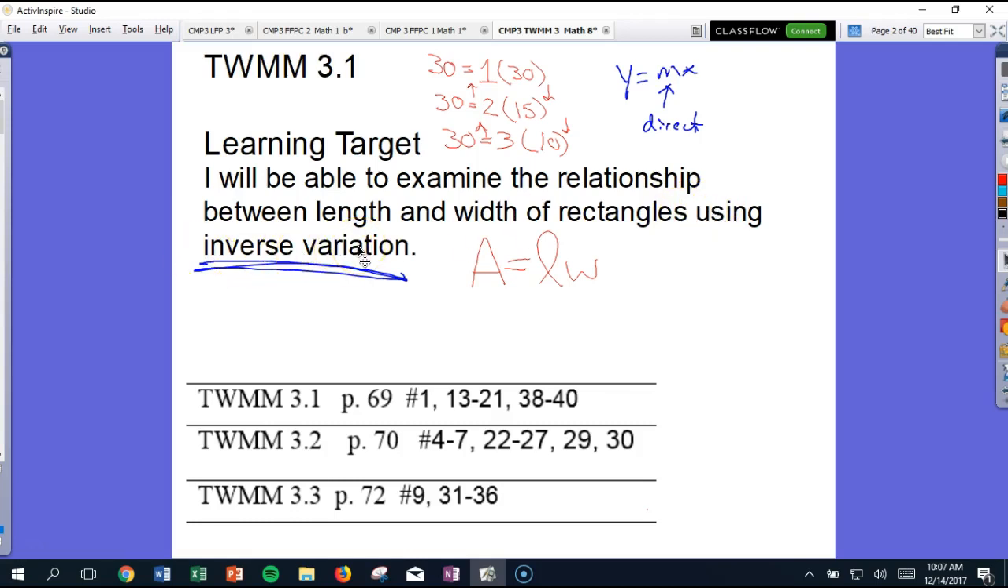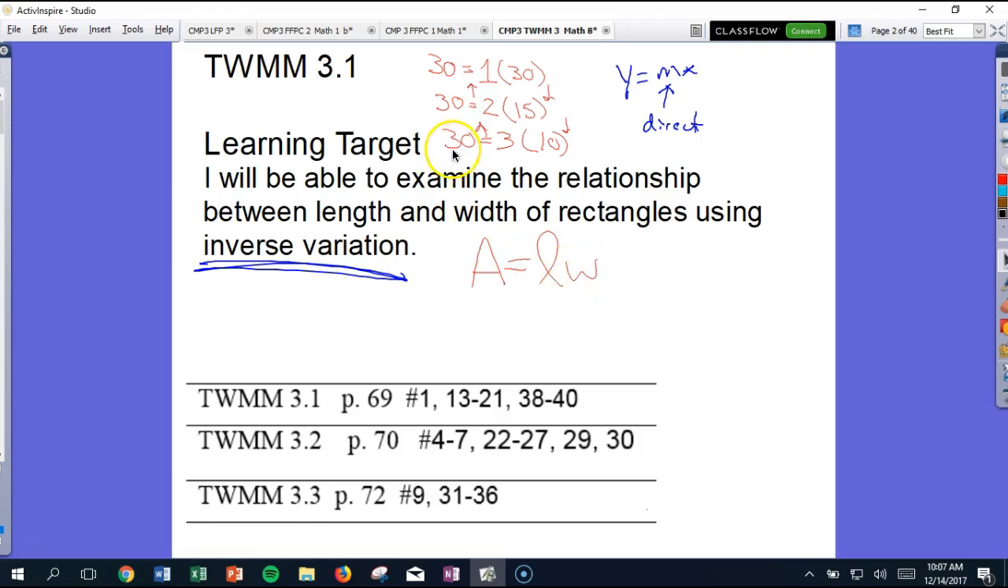Our learning target here is to be able to examine the relationship between length and width of rectangles using inverse variation. We've been working with linear relationships for quite a while now, and now we're going to take a look at inverse variation. That means we're going to have an equation similar to area equals length times width, but let's pretend our area is fixed, that it can't change, but the length and width can change.